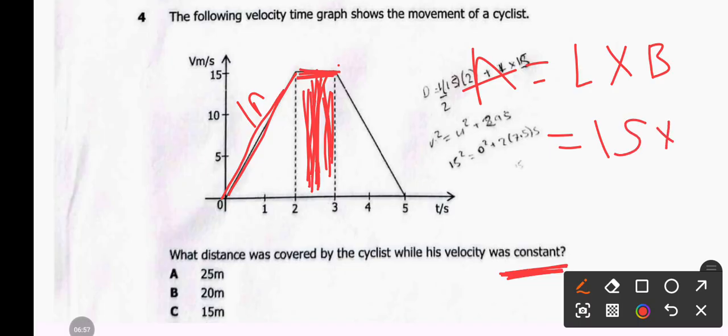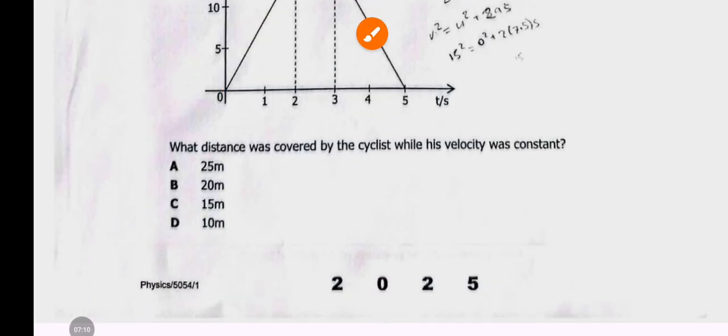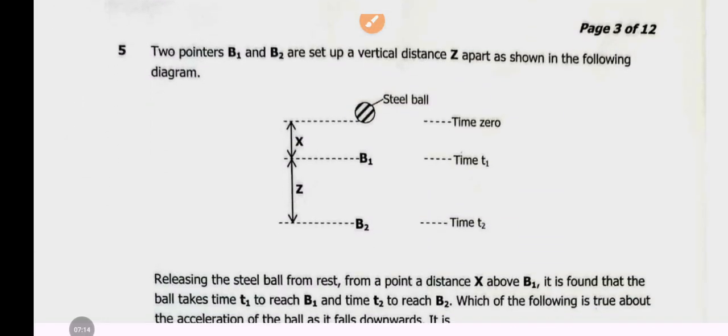However, the B should be 3 minus 2, so that we just have the value of that portion there, which is 1. So having this, we'll have 15 meters. Therefore, option C seems to gather that value.